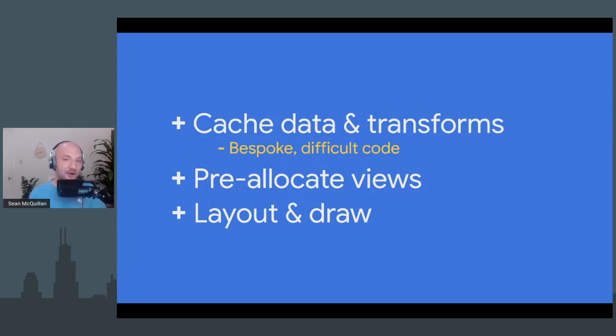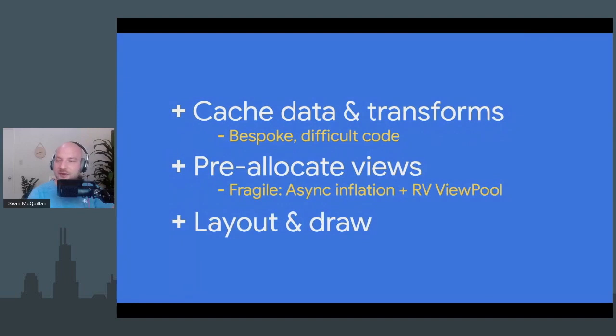If I cache the data and transformations, I tend to create bespoke and difficult code. I often create curious coupling between different layers that maybe doesn't make sense on the surface, but is justified for performance reasons. So that's something to keep in mind. If I pre-allocate views, the solution that was proposed was async inflation plus the RecyclerView pool. This is something that's going to be fragile. It's probably going to break as the RecyclerView version is bumped, because it's not a supported use case at all. So depending on how important the screen is to me, I may implement a solution like this, but I'm probably undertaking a lot of maintenance burden if I do so.